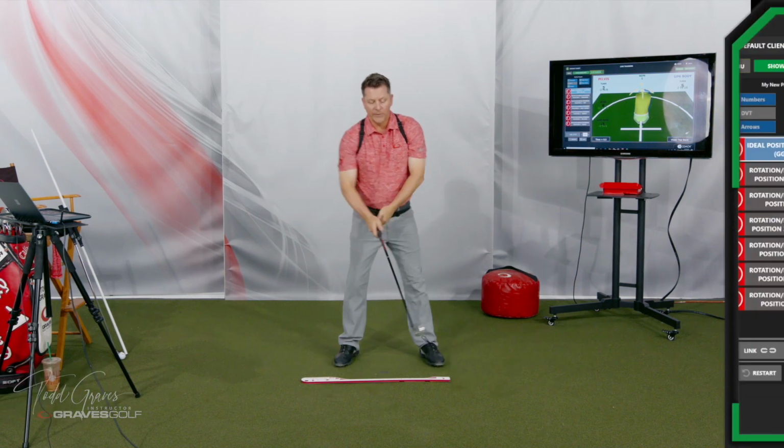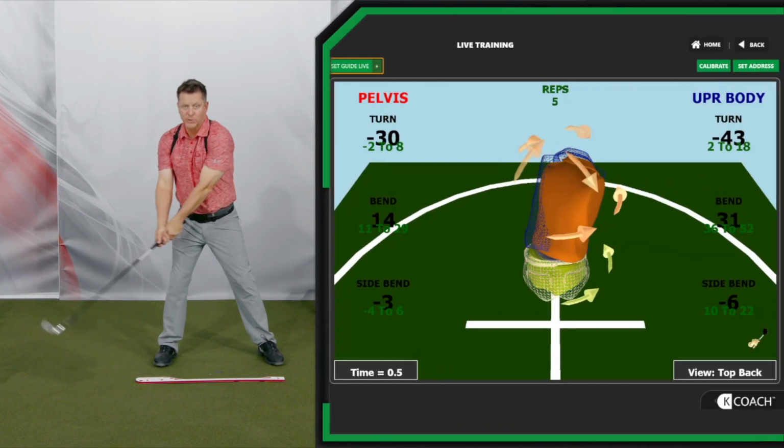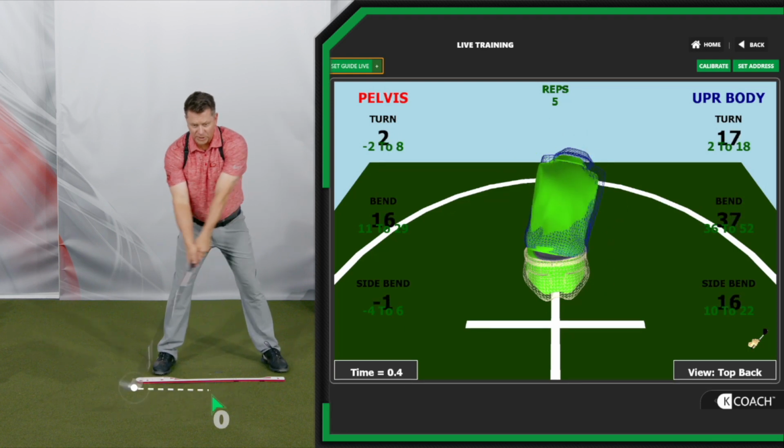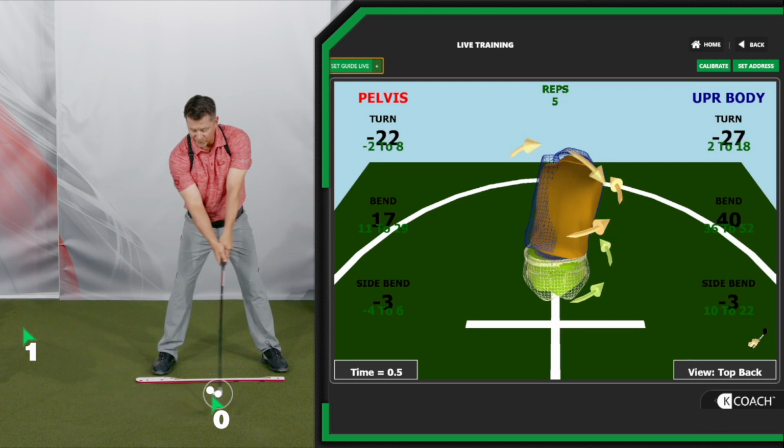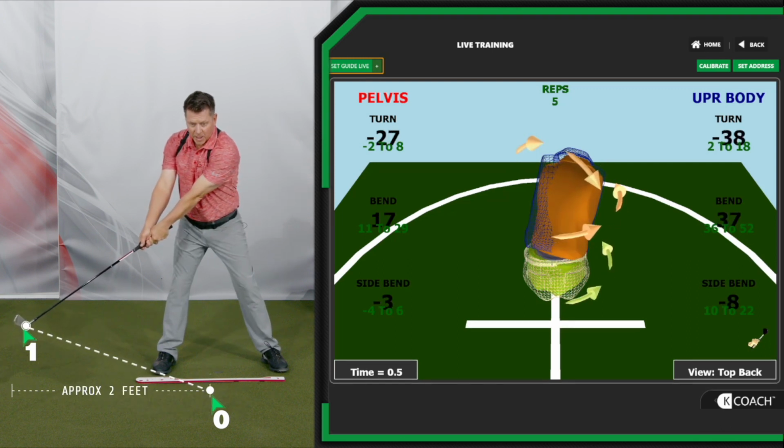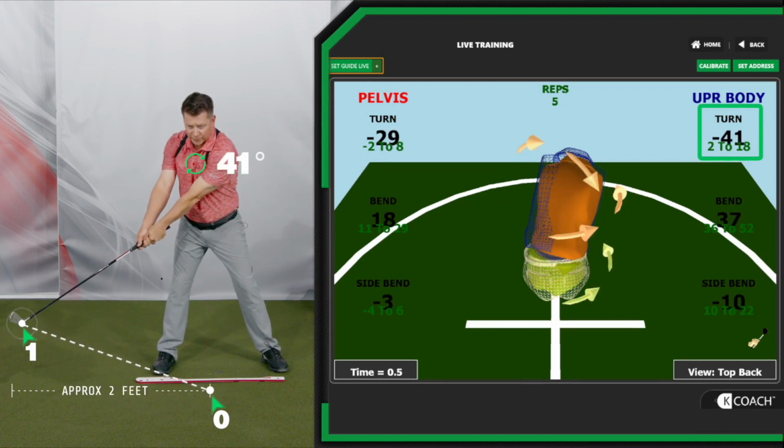For example, in the golf swing, when you go to here in the backswing, look at the metrics of this position right here. This is the first move of the swing. The club has moved maybe 2 feet, right? The upper body has turned 41 degrees, and my pelvis has turned 28 degrees.